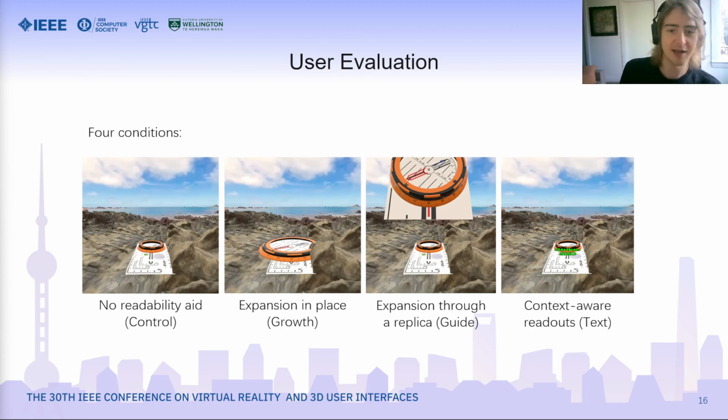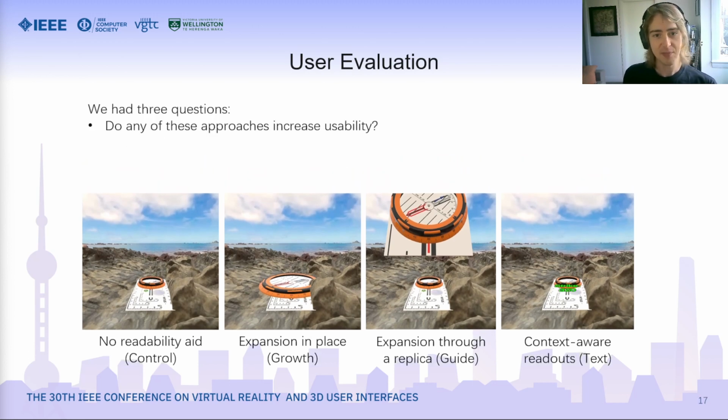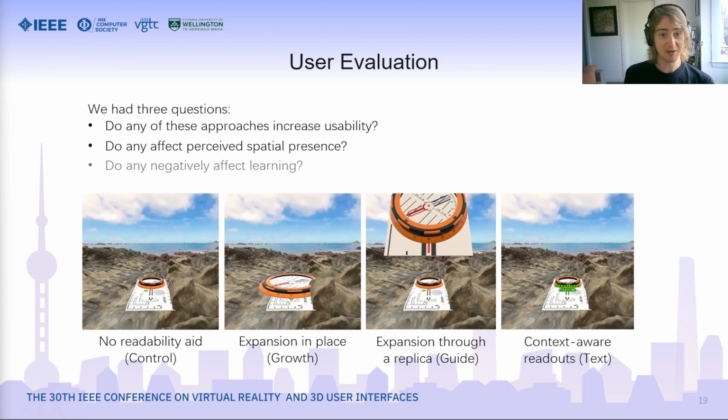So I ran a user study comparing these three methods to a compass with no augmentations at all. And we had three questions. Do any of these augmentations increase the usability of the tool at all? Does manipulating the tool in unrealistic ways decrease the sense of spatial presence within the environment? And then still looking at the education use case, if we make the tools less realistic, does it make it harder for the students to then take the skills they learned in the virtual environment and apply it to the real world?